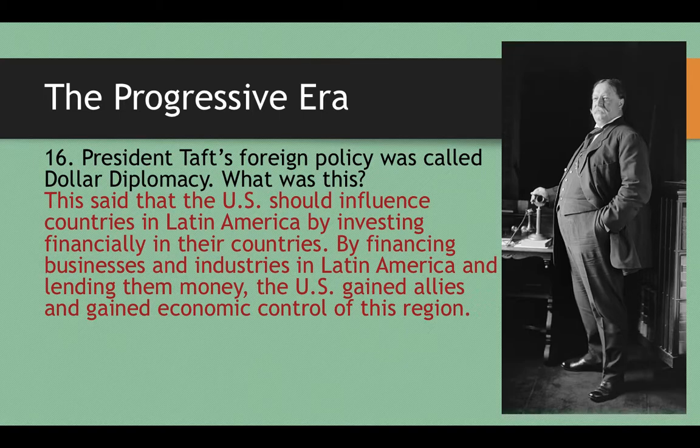should influence countries in Latin America by investing financially in their countries. He said, this is the best way of intervention. This is the best way to imperialize, is to not necessarily make colonies, but to invest in other countries. And by financing businesses and industries in Latin American countries and lending them money, Taft said that the U.S. was going to gain allies and gain economic control of this region. And that's exactly what happened.